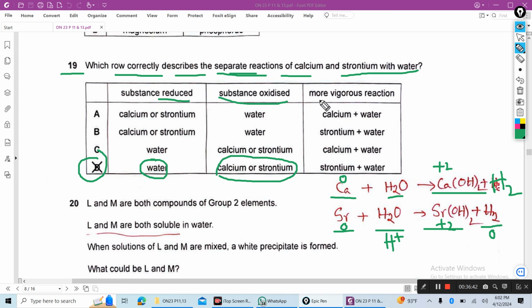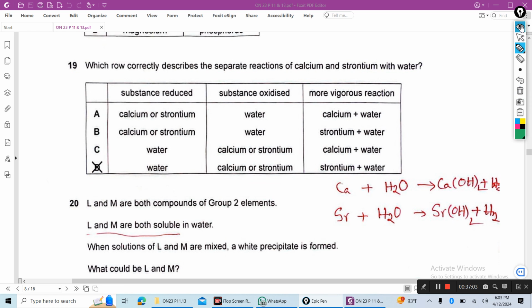And the more vigorous reaction will be strontium plus water, because strontium is below calcium in the same group, and down the group reactivity increases, so strontium reacts vigorously with water.